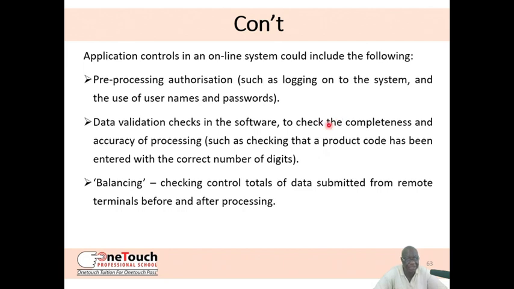Then data validation checks in the software to check the completeness and accuracy of processing. There should be a control in the system in such a way that all data should be validated, and there should be a check on completeness and accuracy. Then balancing: checking control totals of data submitted from remote terminals before and after processing. So all these things, it is your duty as an auditor to check and see whether they have controls in place, if your client is using an IT system.